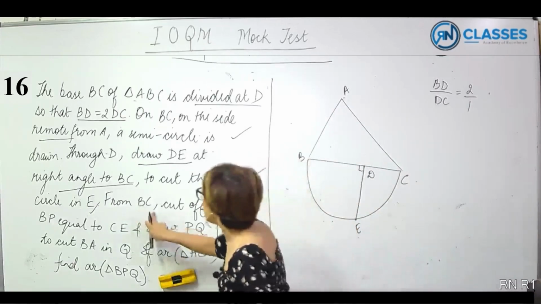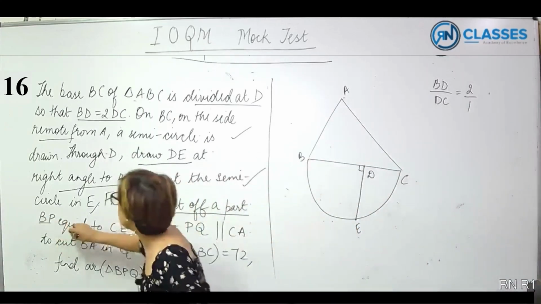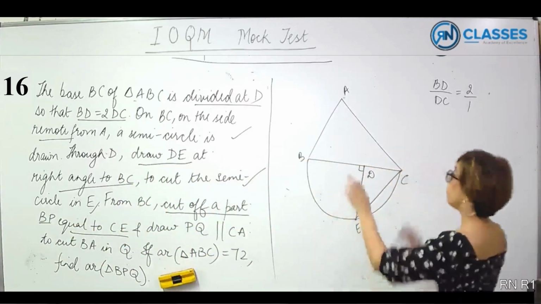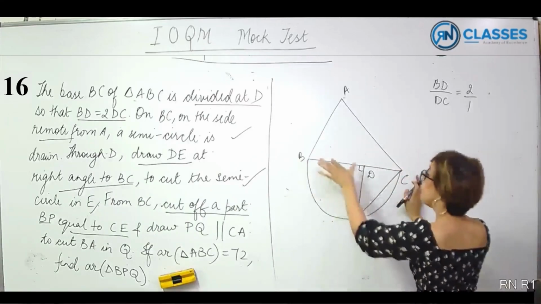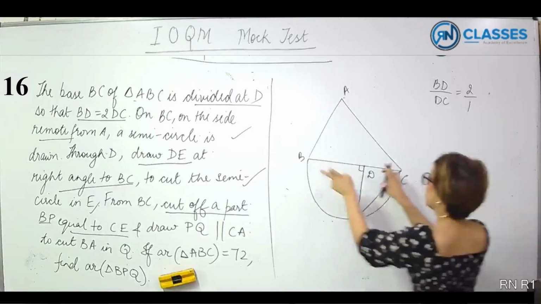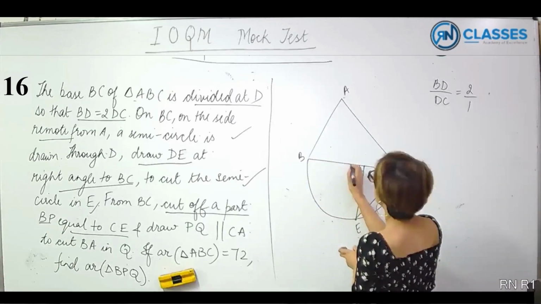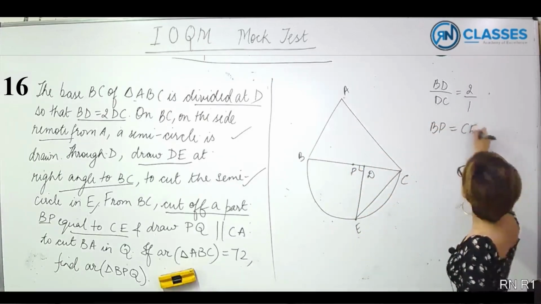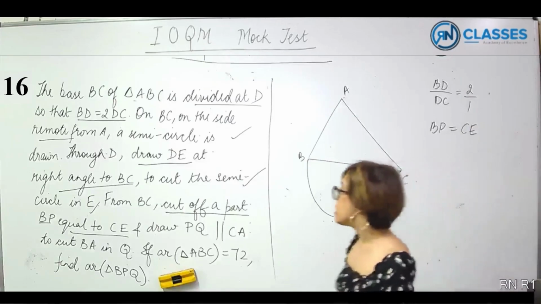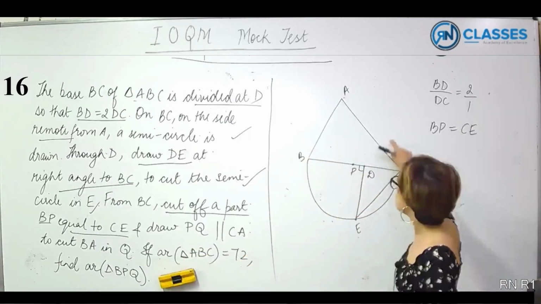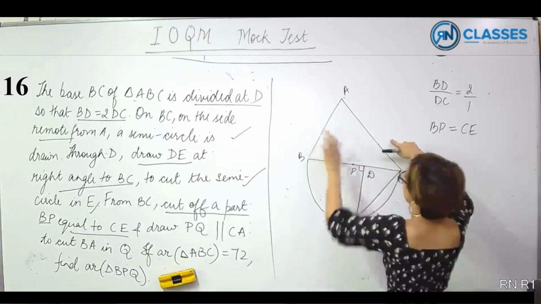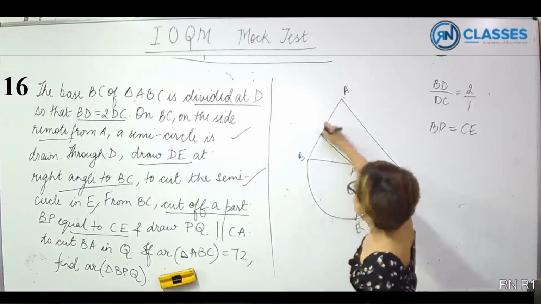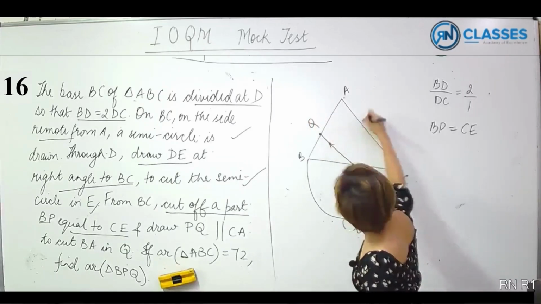Now he says from BC, cut off a part BP equal to CE. Now CE length is this now. Now he says from BC, from here I need to cut off a part BP which is equal to this one. So I'll measure this and cut it over here. Suppose it turns out to be this one. We know that BP is actually equal to CE. Done. Now, he says draw PQ parallel to CA, where obviously Q is on BA. So, this parallel to this, so it is somewhat like this. Yeah. So, this parallel to this.